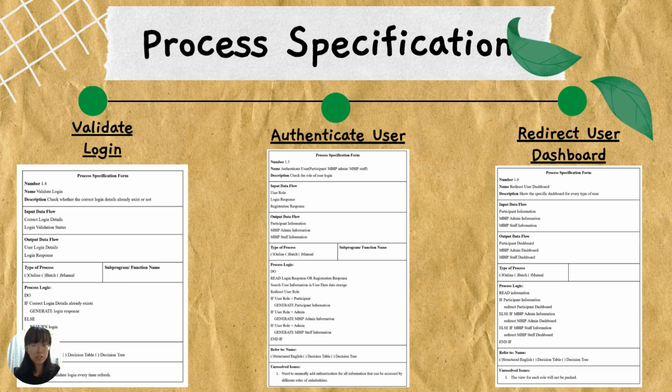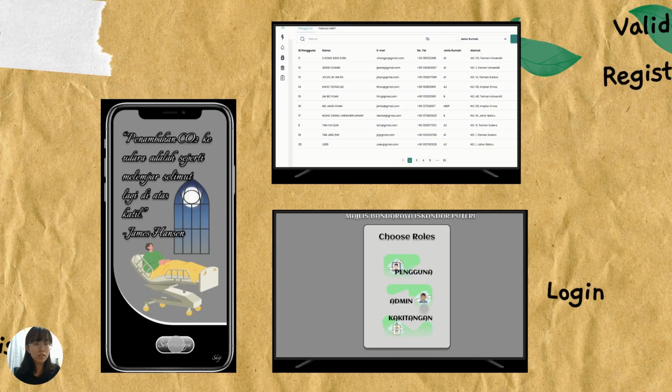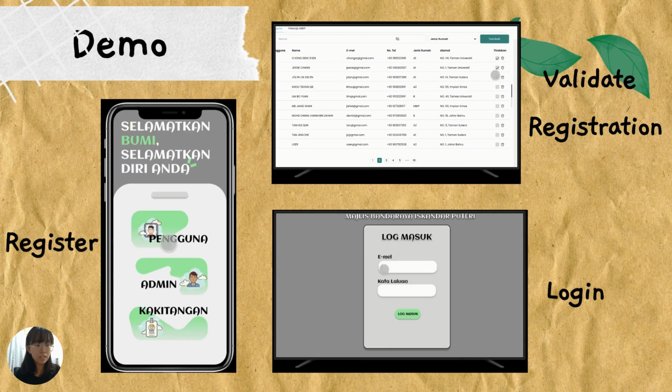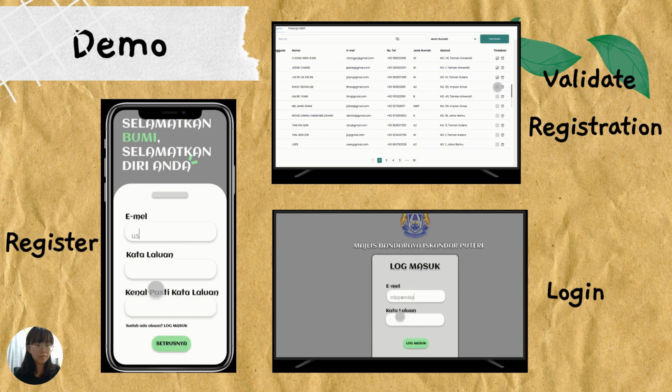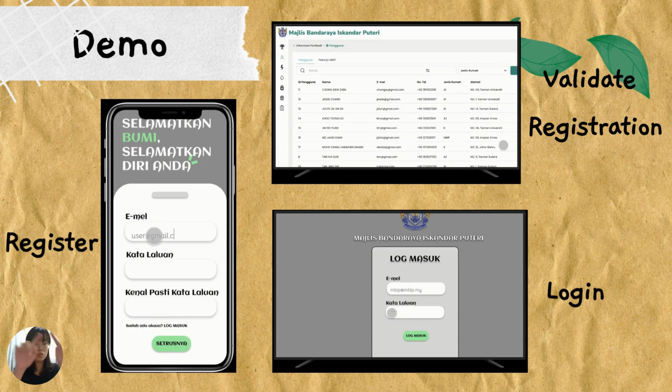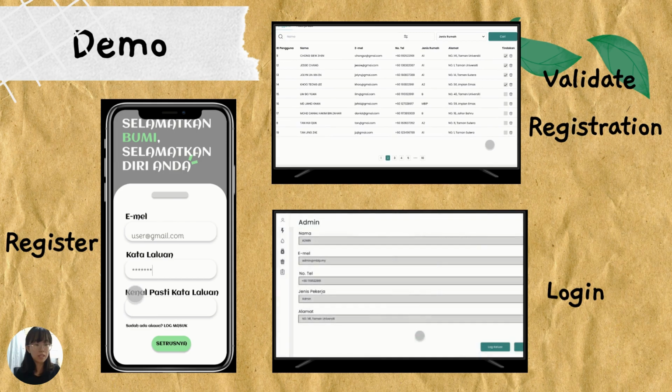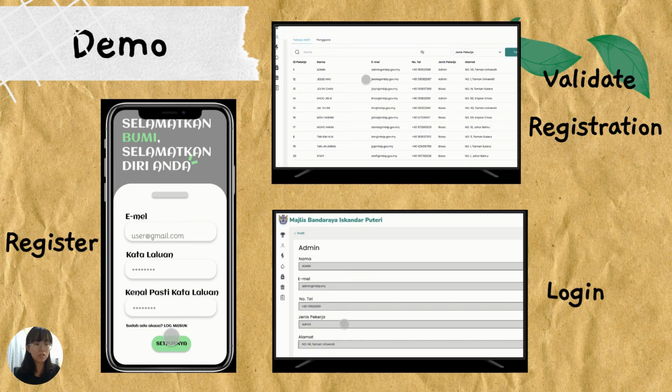So for the user dashboard, based on the information, we generate the specific dashboard. So this is the demo. First is the login. We can see here the mobile phone apps is the login process, register process, sorry for my mistake.